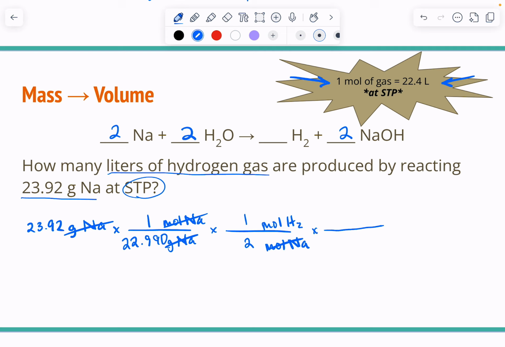So your very last step is now going from moles of hydrogen gas to your desired unit, which is liters of hydrogen gas. So we don't need to worry about molar mass here. We just need to worry about our conversion factor that was always going to be the same if we're at STP, 22.4 liters per mole. So our final quantity is going to be equivalent to 11.65 liters of hydrogen gas.